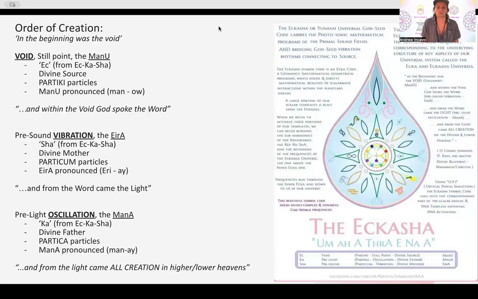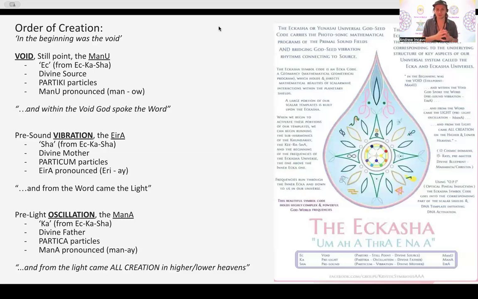So anyway, let's start off here with the void. The void, or the still point, or the Man-Au, is called the Ek from the Akasha in the Anuhazi language. And this is known as divine source. We describe these with particles ending with an I, partichi. We'll get more into that in a couple more slides, but we have partichi, particum, and partica, all related to the void, the divine mother, and the divine father.